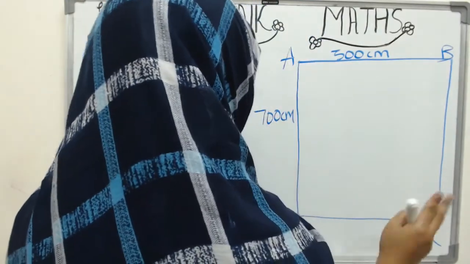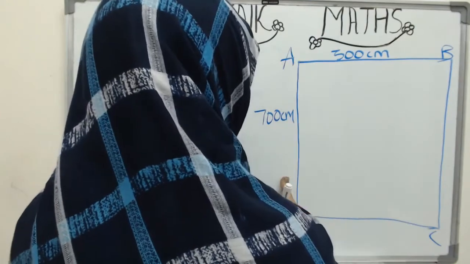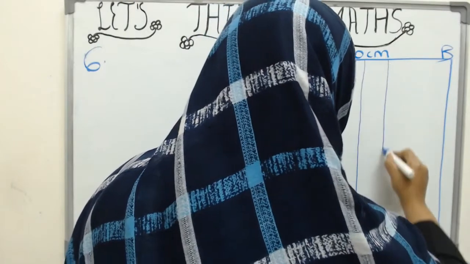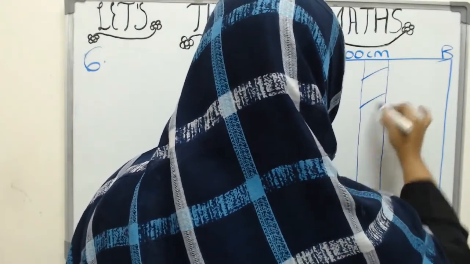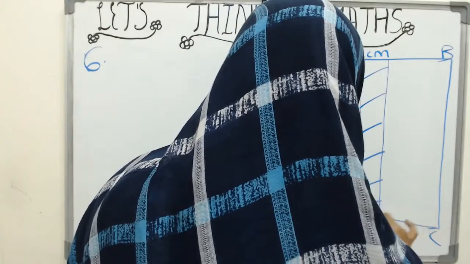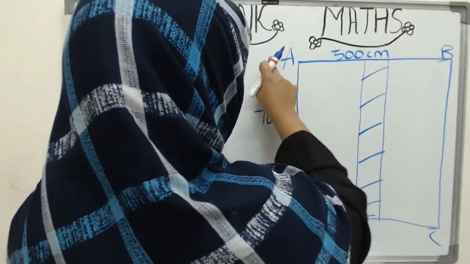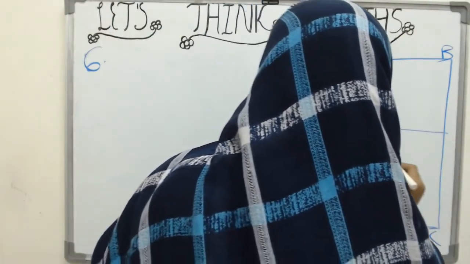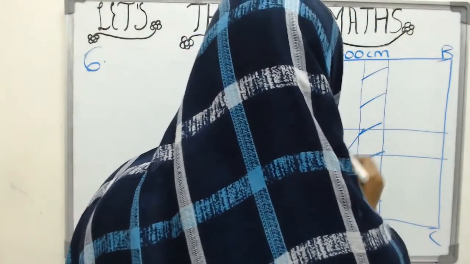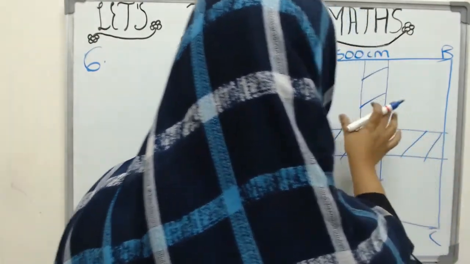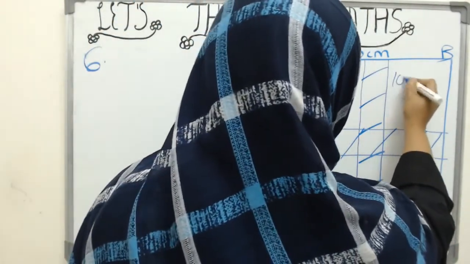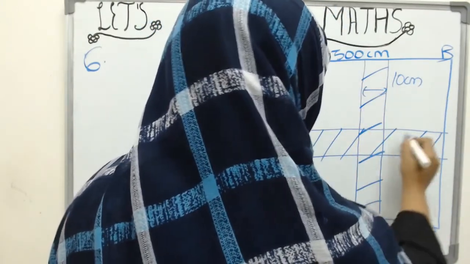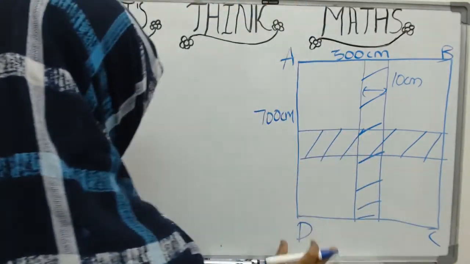We have 2 roads. One road is parallel to this side. How will that road look like? That road will look like this, right? And that is not the only road. There is another road which is parallel to AB. How will that road look? That road will look like this. And they are both of width 10 centimeter. What does that mean? This is 10. This is 10. Wherever you go, the length is 10 centimeter.